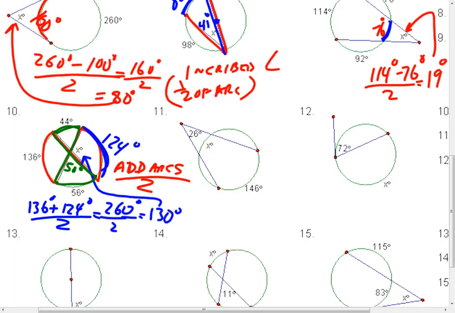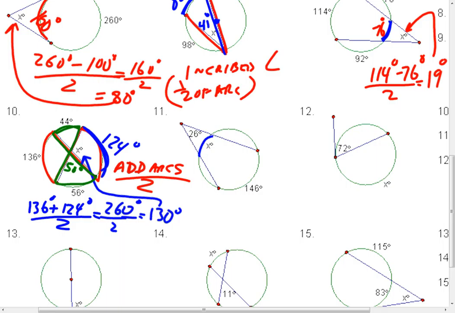Now we're getting into some problems where maybe you're not looking for the angle. Maybe you know the angle and you're looking for the arc. If you can't do this in your head, write out the entire formula. Write out the entire equation. You know what are you supposed to do with the arcs in this case? It's another subtract arcs situation.